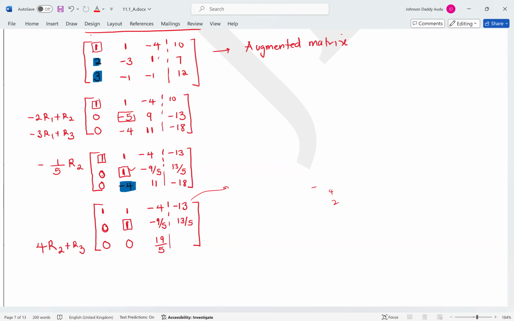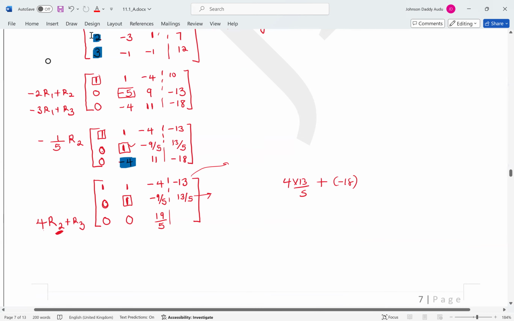Okay, not 13, sorry, because we are using R2. So R2 is the fixed one. So it is 4 times R2. So it is 4 times, what is R2? Remember, R2 here is this one. So you have 4 times 13/5. Then you need to add it plus what? Minus 18. Right? So this is what we've got.